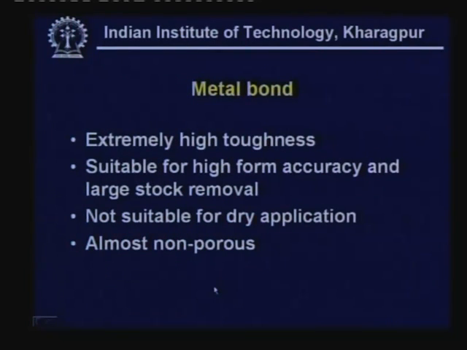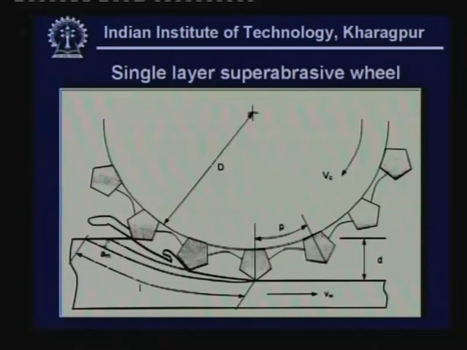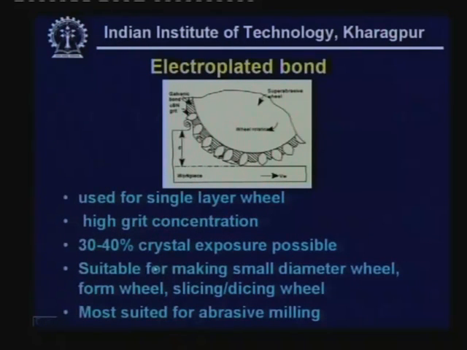This is a metal bond which is extremely tough, suitable for high form accuracy and large stock removal. It is almost non-porous. So, this shows us the type of wheel which is a single layer type of wheel. This is a special type of bond which is illustrated in the following slide.